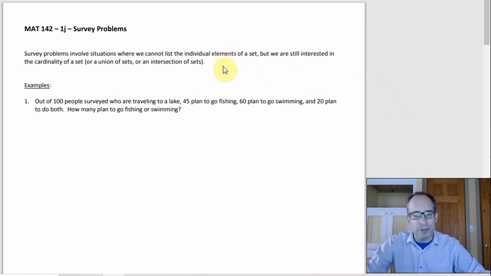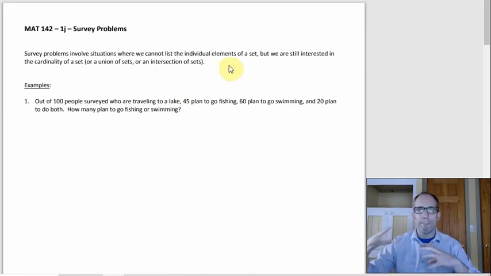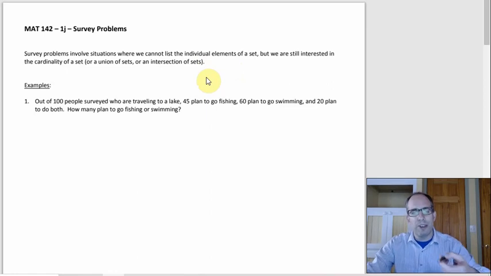So like it says up here, survey problems are ones where you can't list the individual elements of a set because you don't know what they are. But we're still interested in the cardinality of some relationship, maybe for an individual set, or an intersection of two, or maybe a union of two, or if you have three, maybe the cardinality of the intersection of two of them, but not including the third one, something like that.